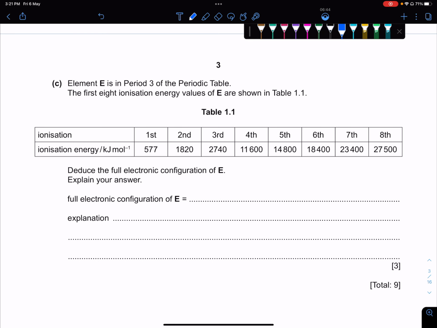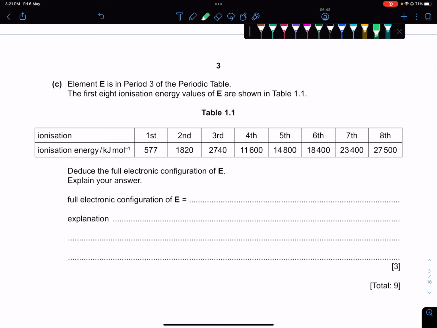Now we have to write the full electron configuration of element E and explain your answer. So first of all, he's told us period 3 of the periodic table. Whenever he's asking for the full electronic configuration, we know it's in period 3, but we don't know which group. So to find the group number, we look for the large jumps in the ionization energy. I can see a pretty large jump here. Whatever the jump is between the two ionization energies, the smaller one of them is the group number.